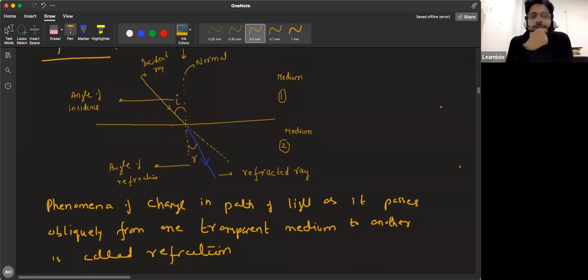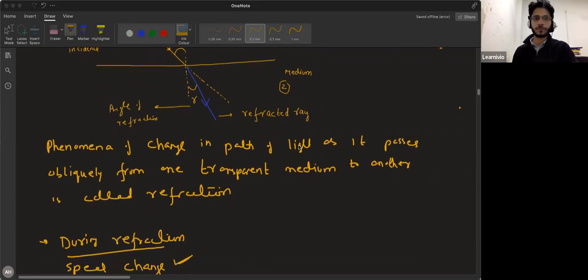Okay, now we have two laws of refraction, one is Snell's law, and the first law says these three rays, incident ray, normal, and the refracted ray, all lie in the same plane. Means if you are taking your incident ray and normal ray in the plane of the board, then the refracted ray will also be in the plane of the board. The refracted ray will not come out of the plane of the board. This is the first law of refraction.